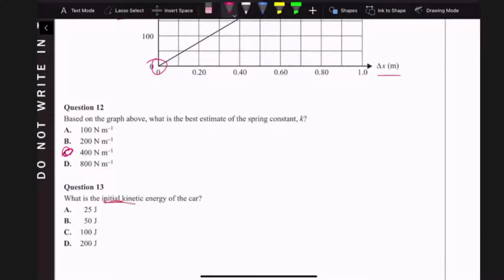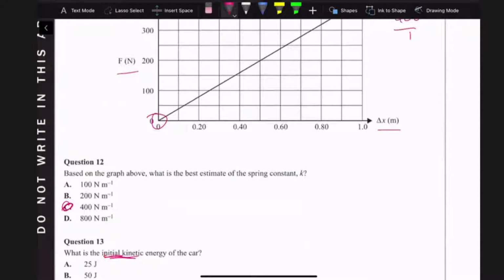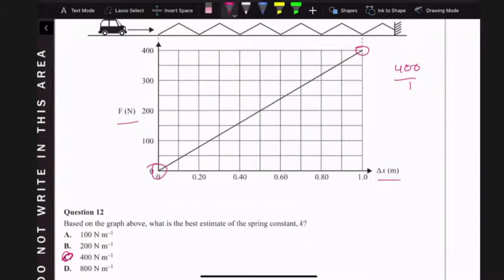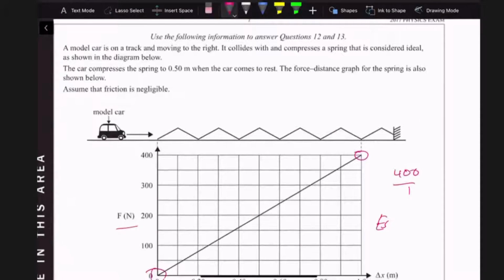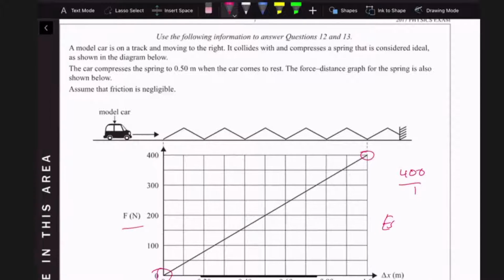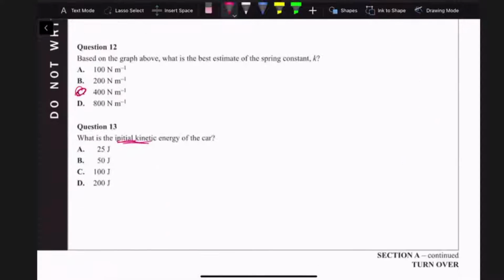And what's the initial kinetic energy of the car? So it's asking for kinetic energy. We can't just find the area under the graph because that's spring potential for the whole time, but it's asking for initial kinetic energy. So we know that energy is conserved.